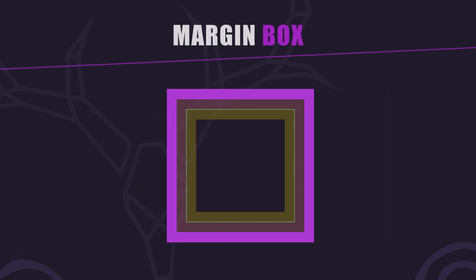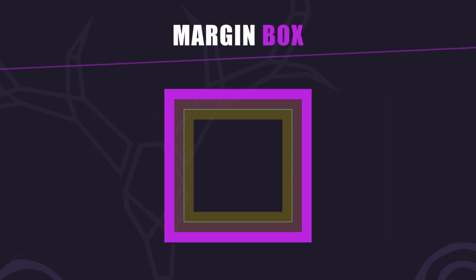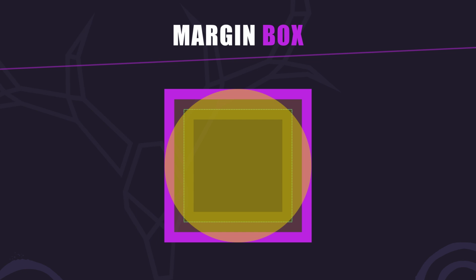I believe that this is easiest to understand if we start at the outside and work our way in, so we'll begin with margin box. The reference box for a shape using margin box will be defined by the outer edges of the margins on the container for the shape. This is the default value if none is otherwise specified.